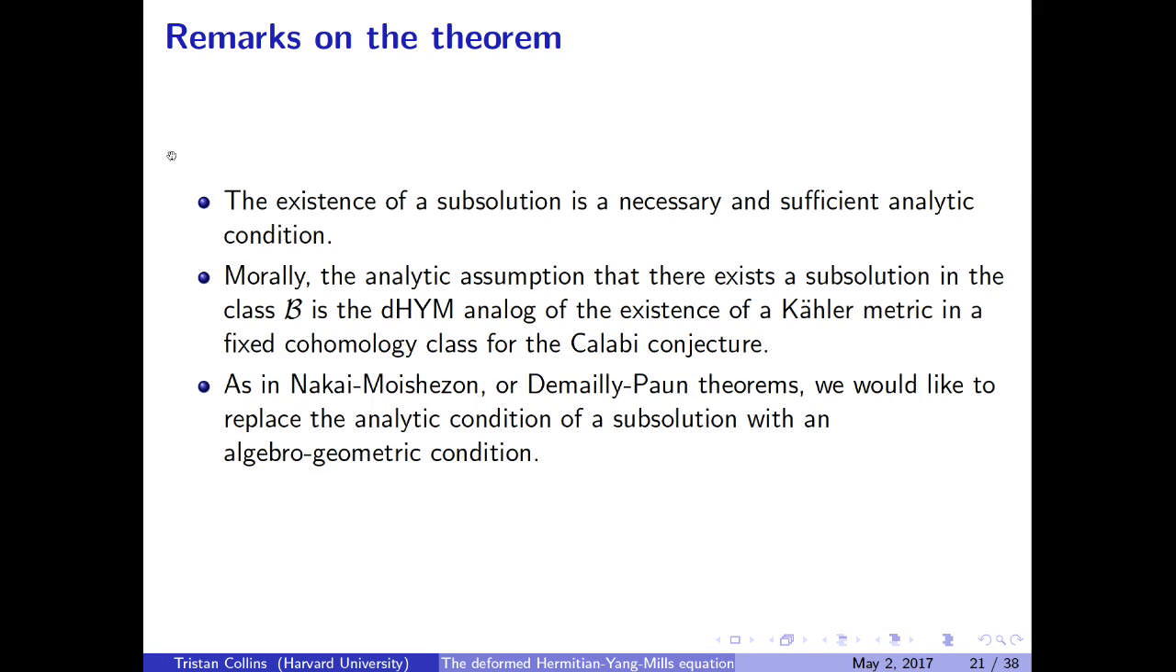So for the rest of this talk, I want to understand whether we can replace this analytic condition with some algebraic condition. Like in the case of the Nakai-Moishezon or Demailly-Paun theorems, you would like to say that, in order to be a Kähler class, I really just need to check some intersection numbers. This gives you some effective way of checking whether a class is a good class for solving this equation.